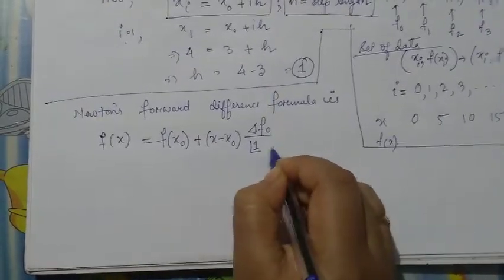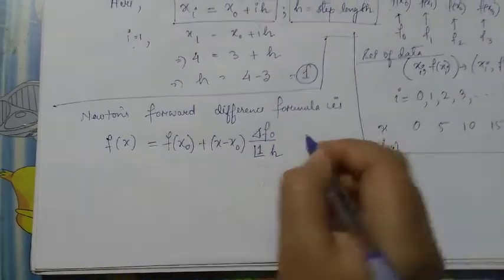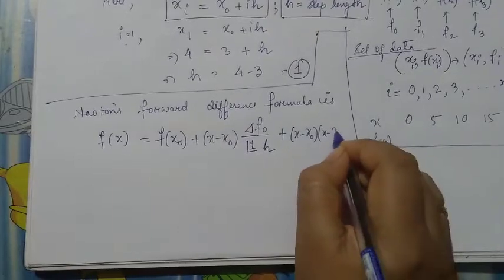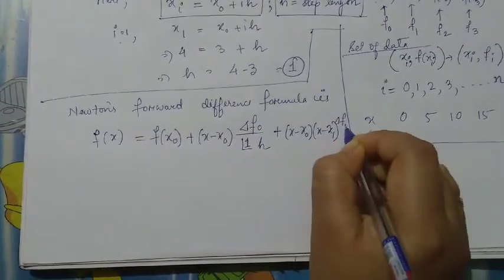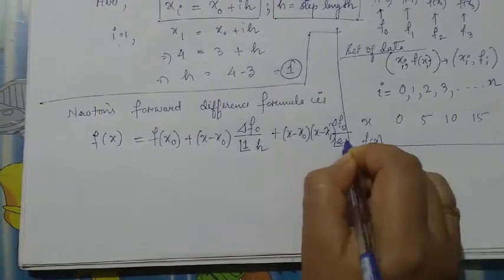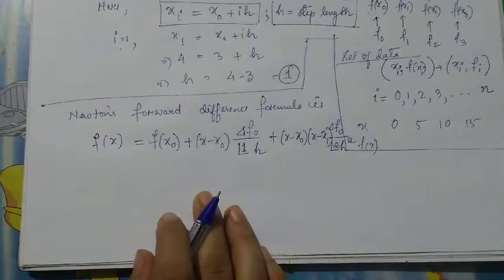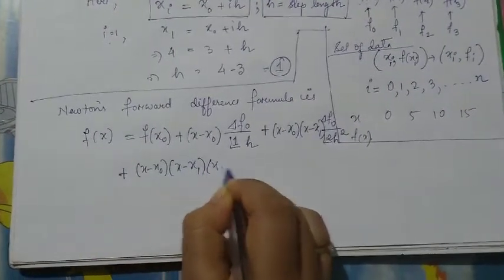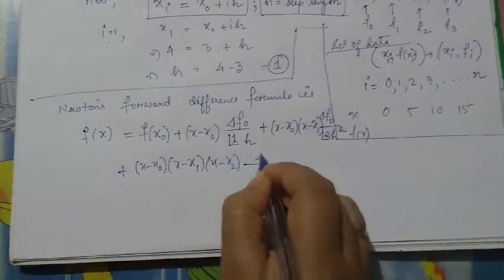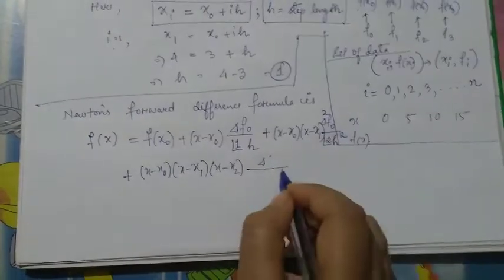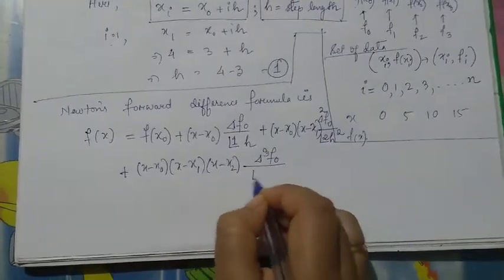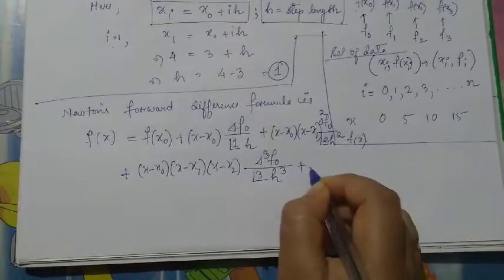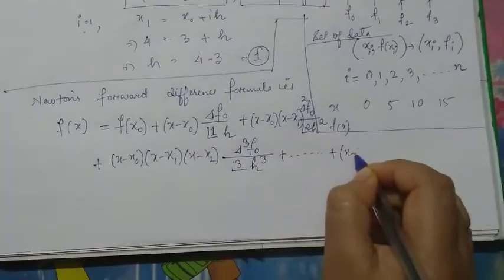plus (x minus x0)(x minus x1) del squared f0 by 2 factorial h squared, plus (x minus x0)(x minus x1)(x minus x2) del cube f0 by 3 factorial h cube, and it will go up to a certain limit.